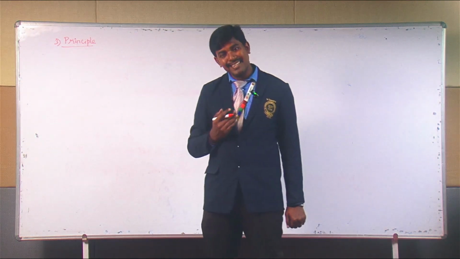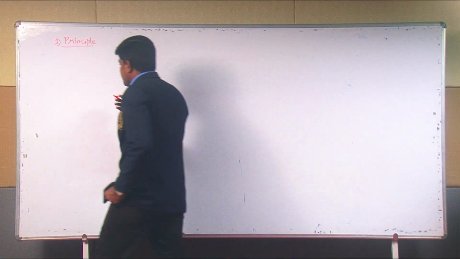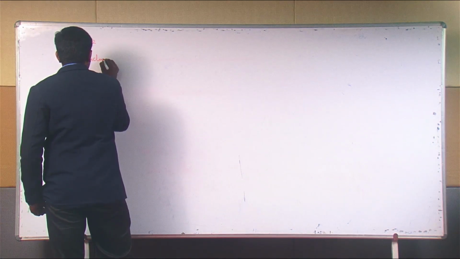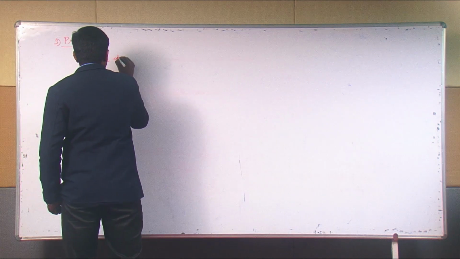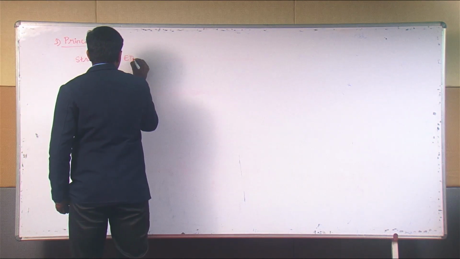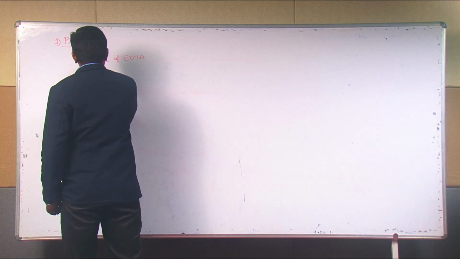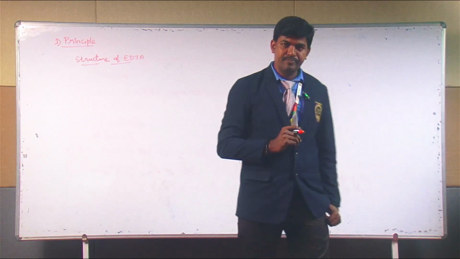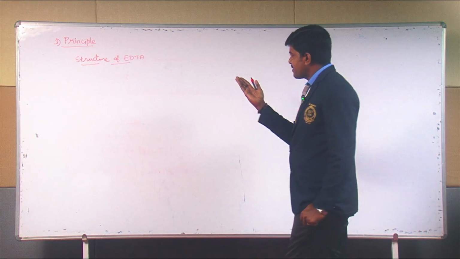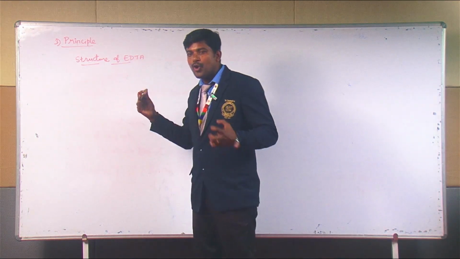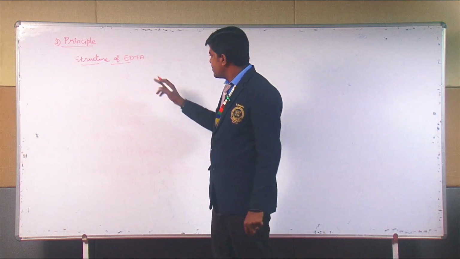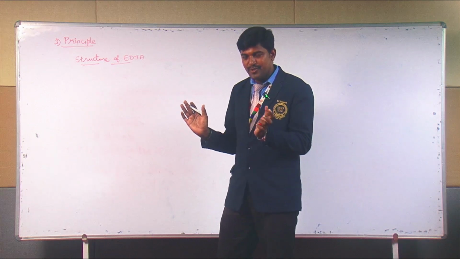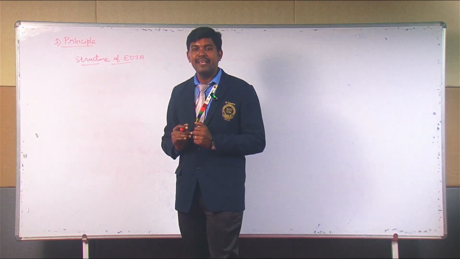First, we will discuss the structure of EDTA. See, it contains a combination of 2 to 3 chemicals. Ethylene diamine tetraacetic acid. So let me discuss one by one. So how can we write the structure of EDTA?